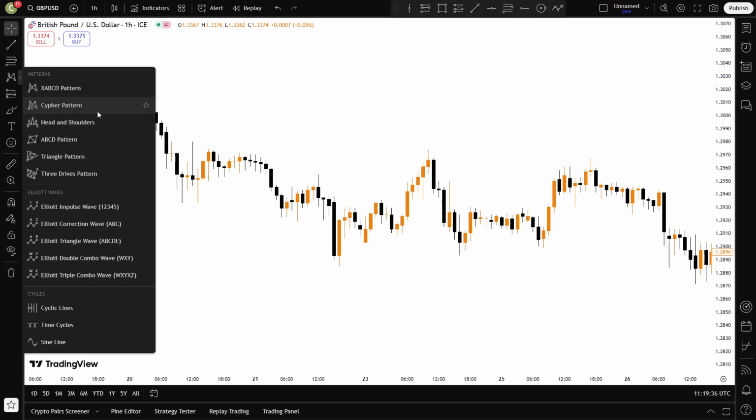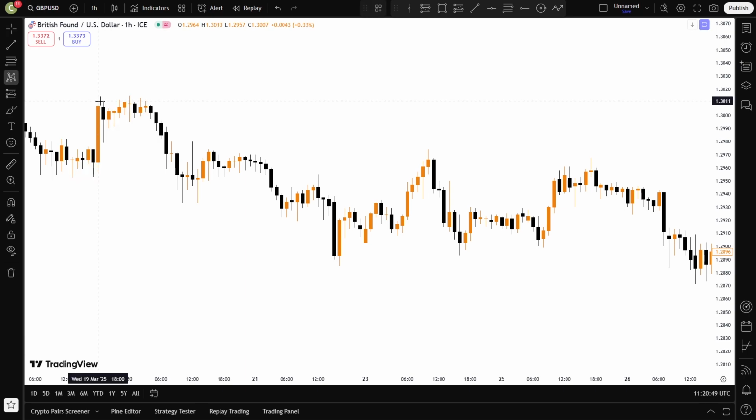Now the next one is the cipher pattern. The cipher pattern is a 5-point harmonic pattern with unique Fibonacci rules and is known for giving sharp reversals at point D. The cipher pattern is a type of XABCD pattern, but not all XABCD patterns are ciphers. Take note. Think of XABCD as the general structure and cipher as a specific version with very strict Fibonacci rules. And there's an example of using the cipher on the charts.